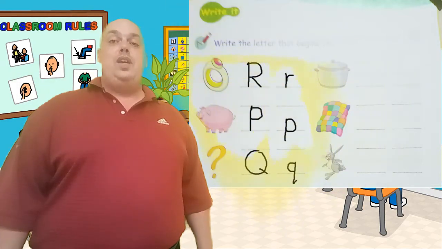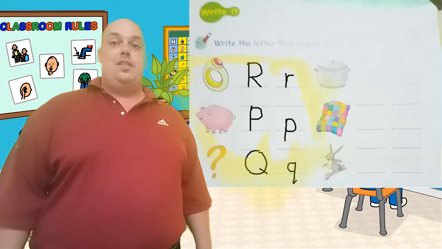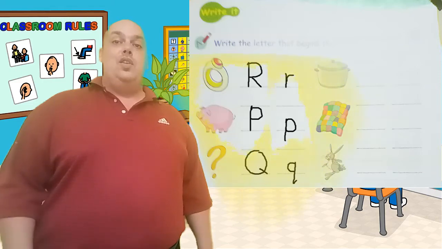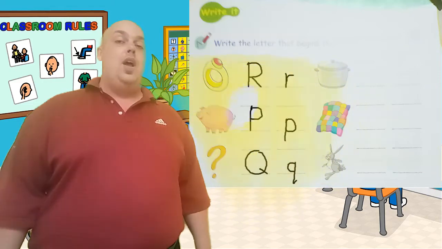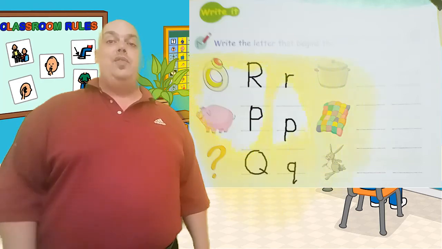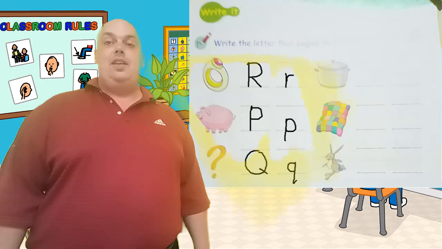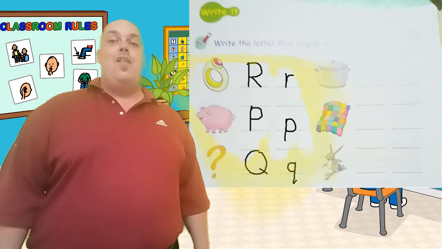Now the next 3 pictures, I want you to do by yourself. Don't worry, I'm still going to go over the pictures. I'm just not going to show you the answers. Okay, so the first picture that you have to do by yourself is the pot. Pot. Okay, now write the first letter of pot. Don't wait for me. I'm not going to write it this time. This time you do it by yourself. So write the first letter of pot.